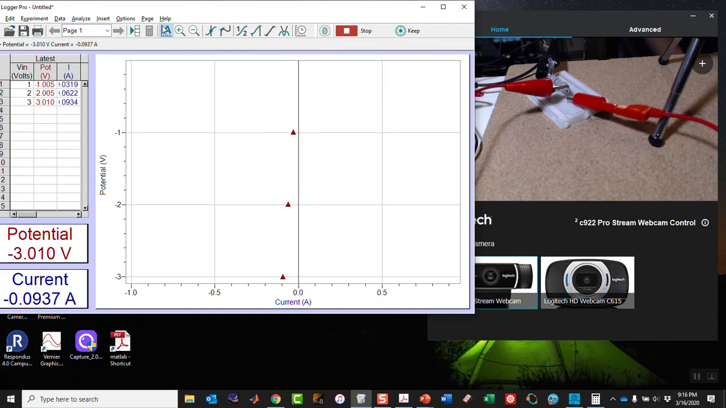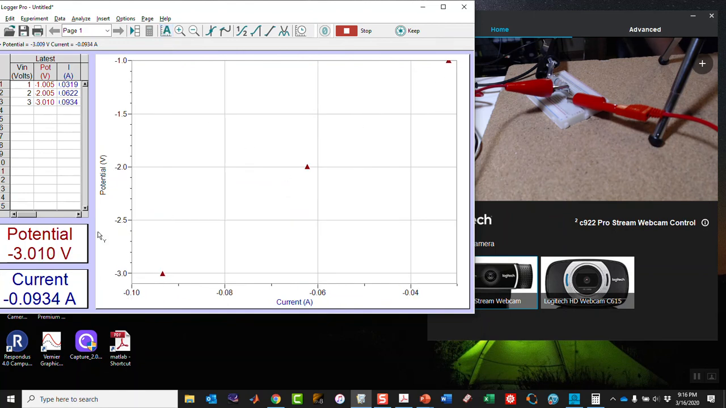Let me blow up the graph a little bit so you can see what's going on. It looks like it's forming up a line. I'm going to take one more data point because I'm very curious now. So here's one more data point, and I'll adjust to 4. Okay, that's good enough. Tap to keep. We're waiting for the voltage to read.